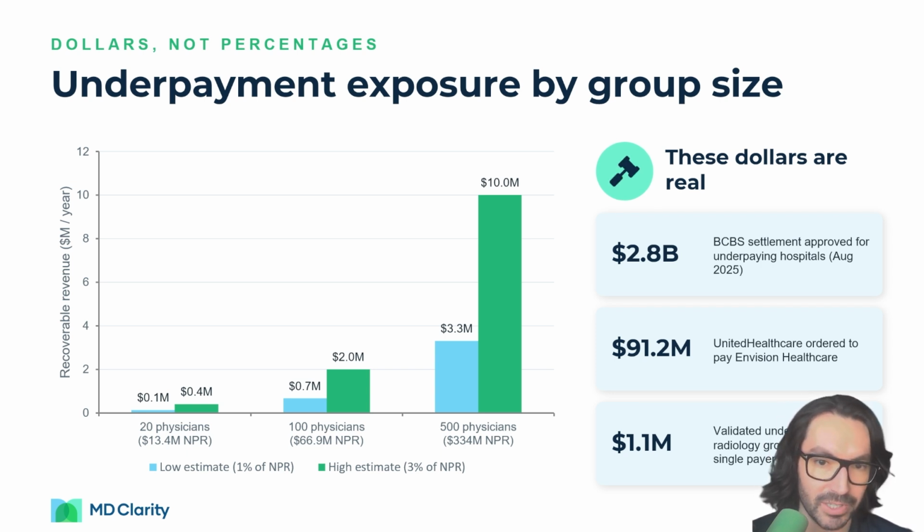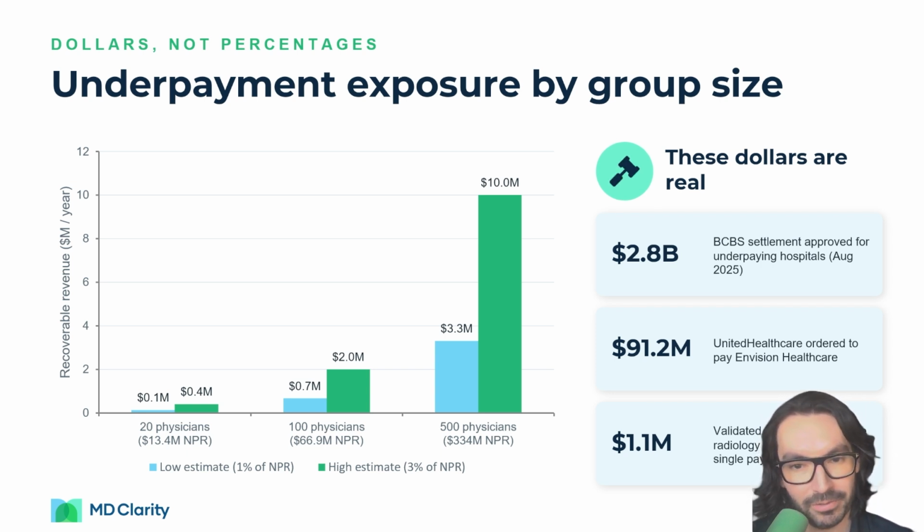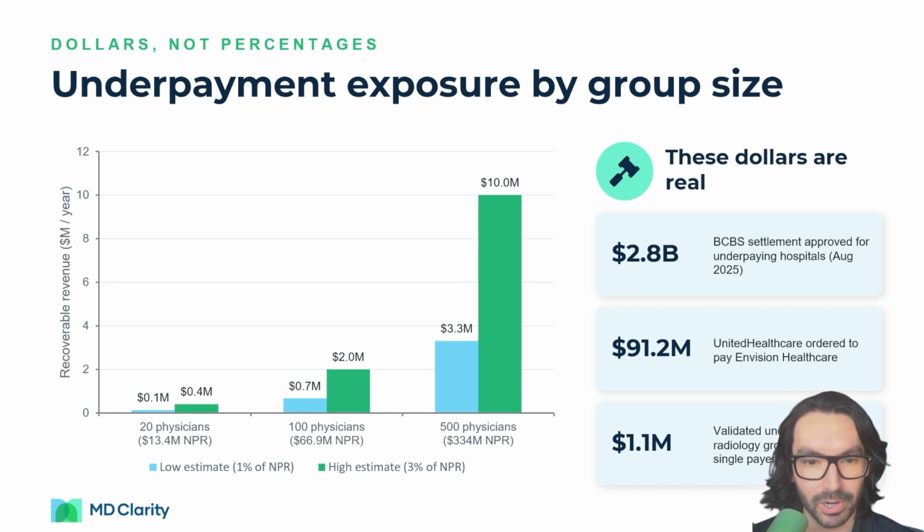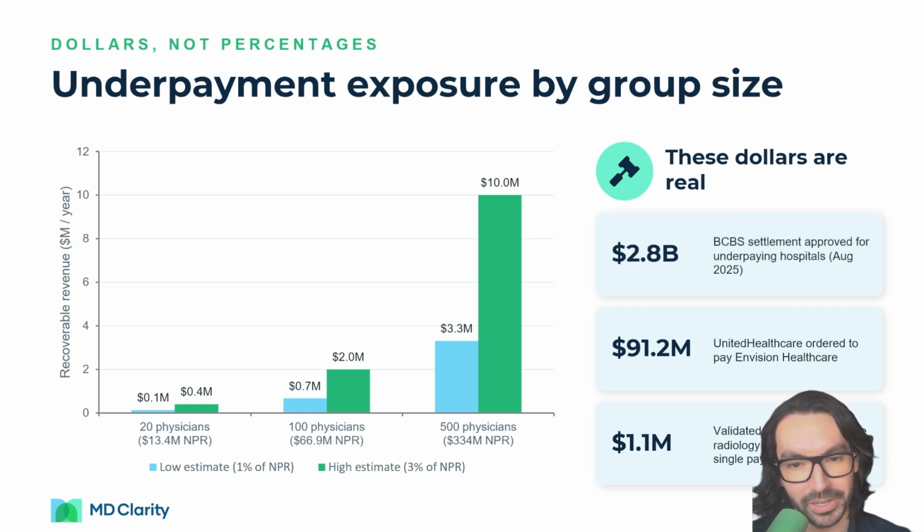And the legal record proves these dollars are real. In August 2025, a federal judge gave final approval to Blue Cross Blue Shield's plan to pay $2.8 billion in underpayments to hospitals and health systems. An arbitration panel ordered United Healthcare to pay $91.2 million to Envision Healthcare. And when Radiology Imaging Associates adopted automated underpayment detection, they identified $1.1 million in validated underpayments from a single payer.